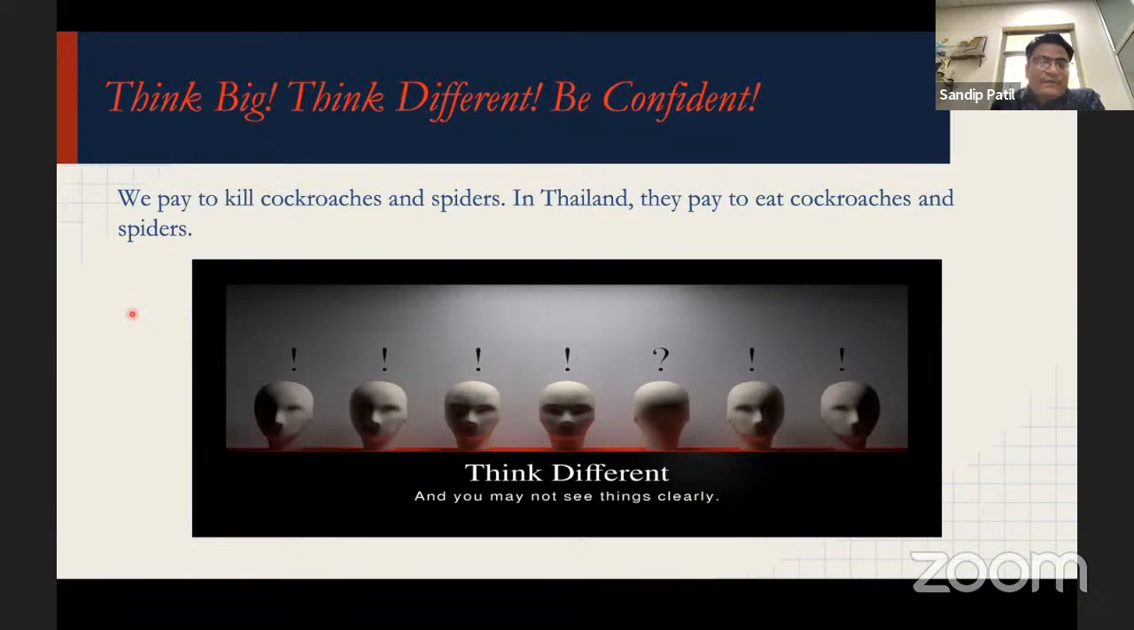The business problem is that in India, we see many spiders and cockroaches. The innovation is to create a trap to catch these cockroaches and spiders, make pickle out of them, and sell these pickles to Thailand, earning money in dollars. So this is what thinking differently means. One has to think that way. Think big, think different, be confident.